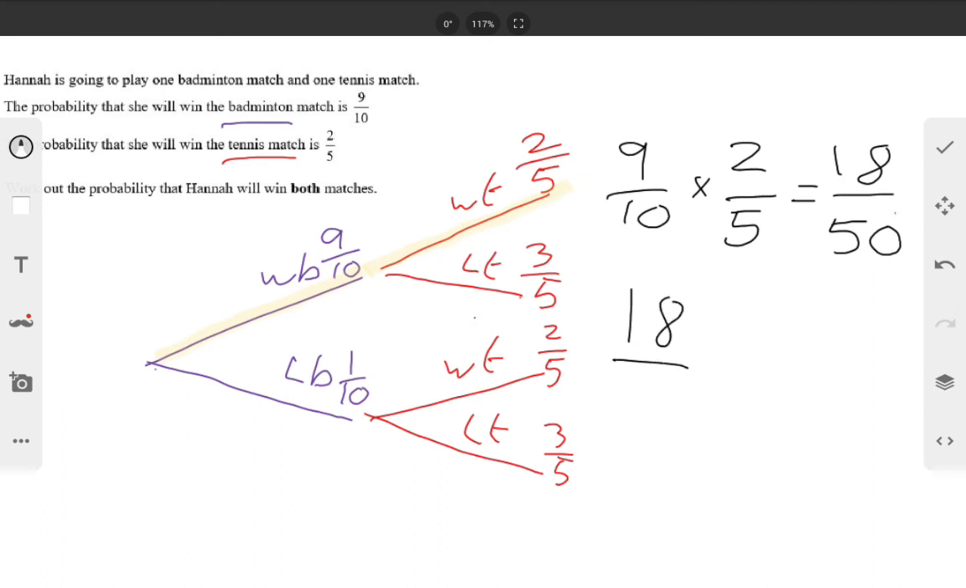If we want to, we can simplify this. I'm going to divide this by 2. Divide this by 2. We're going to get 9/25. And that will be the probability of her winning both matches.